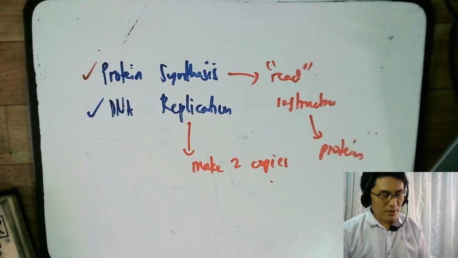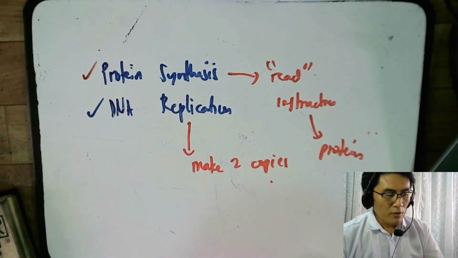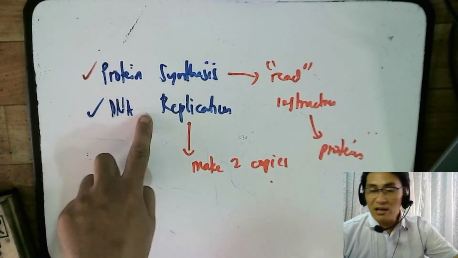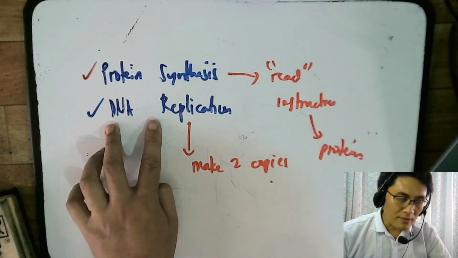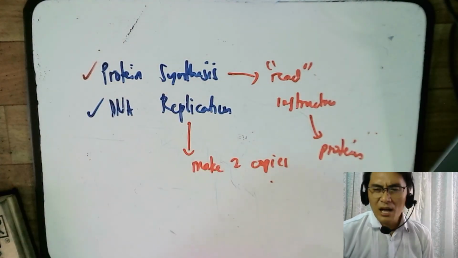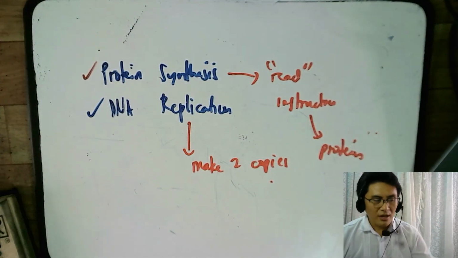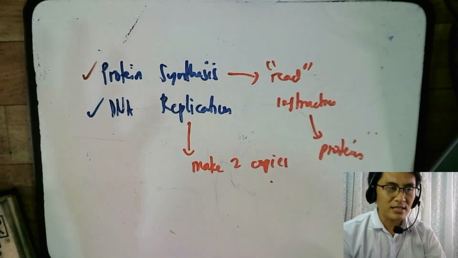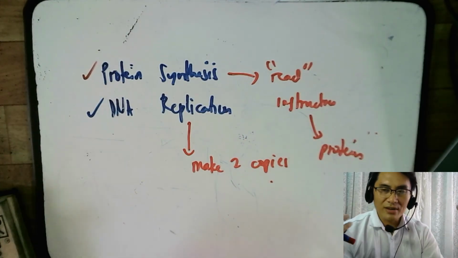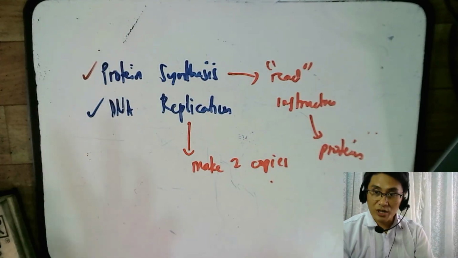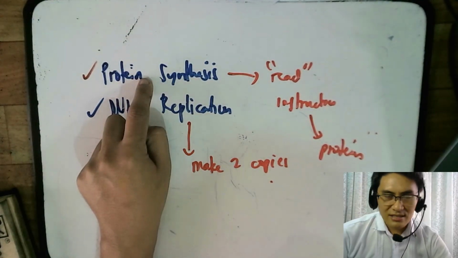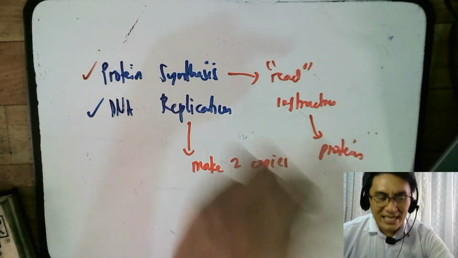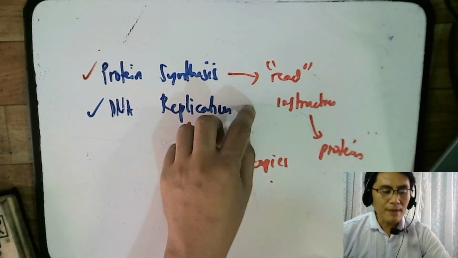They are similar, of course, because they use the DNA. For protein synthesis to proceed, you have to read the instructions from the DNA. For DNA replication, you have to duplicate the DNA. So they are similar, but mind you, they have different goals. The goal of DNA replication is to make two copies, so that before the cell divides, each daughter cell would have a set of instructions. Protein synthesis is not about duplicating the DNA. It's using the DNA to read the instructions inside it and produce protein.